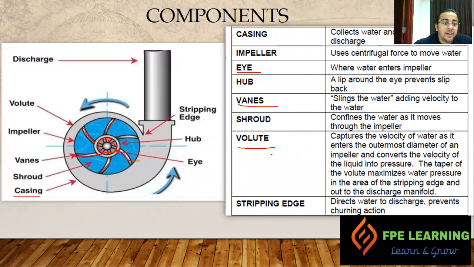And then we have the volute, right? Which captures the velocity of water as it enters the outermost diameter of an impeller and converts the velocity of the liquid into pressure, right? So in the volute, velocity converts to pressure. Basically, kinetic energy changes to potential energy, right?